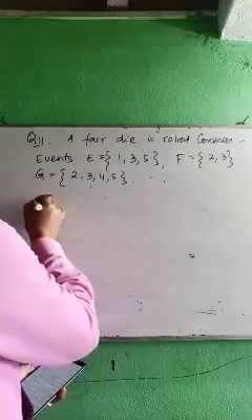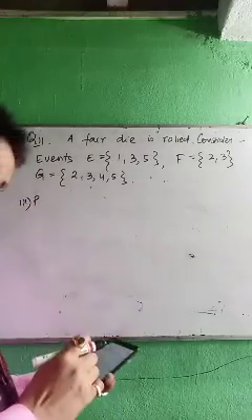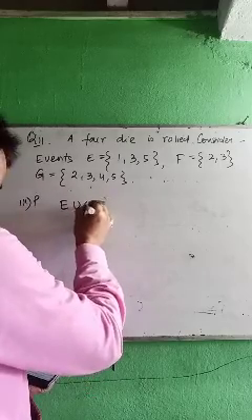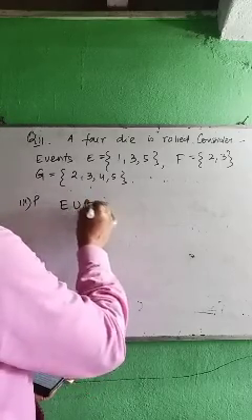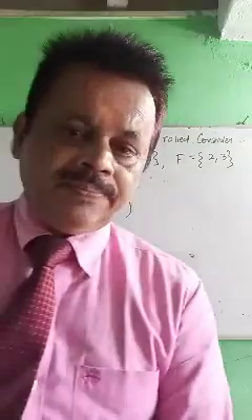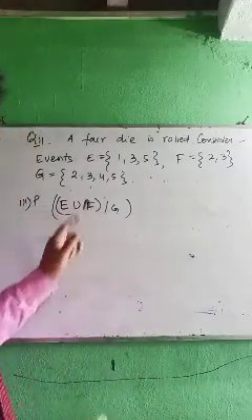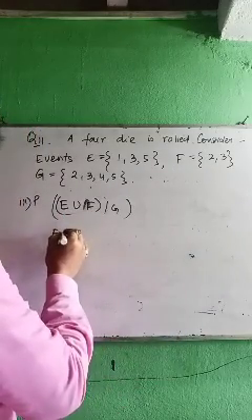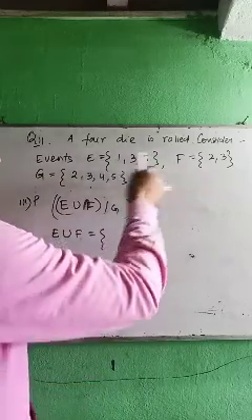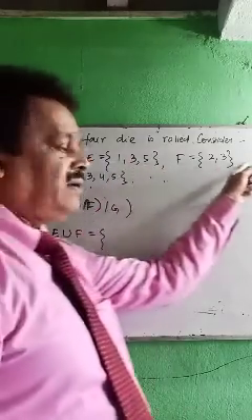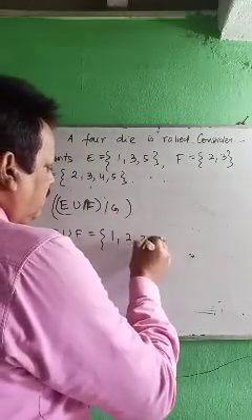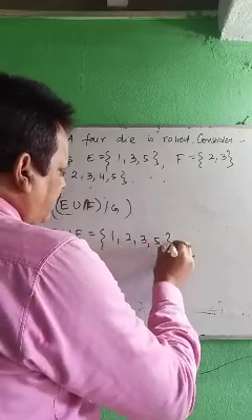Third part is E union F condition G. Okay, then consider this as one set. What is E union F? E and F ka union. So all the elements you will take, common you will take once. So it will be 1, 2, 3, 5.